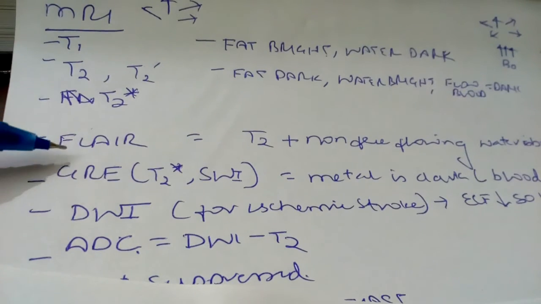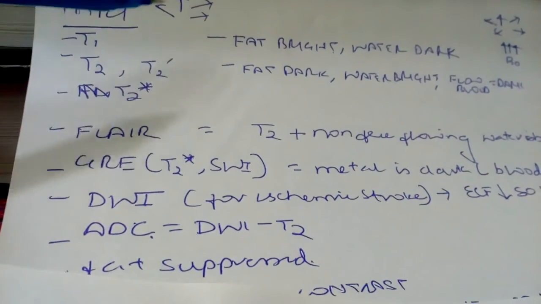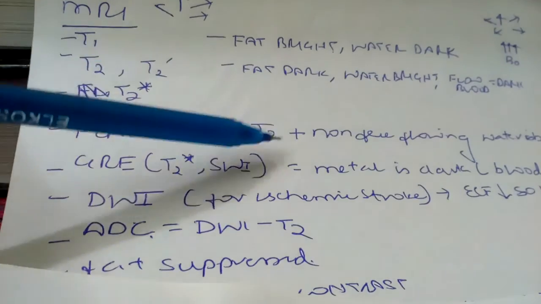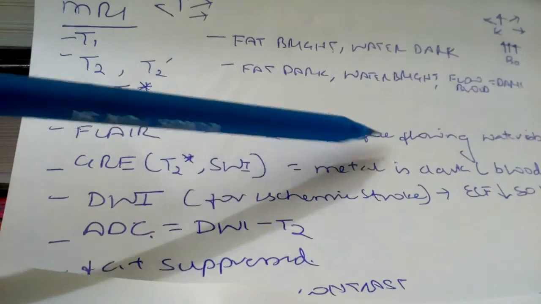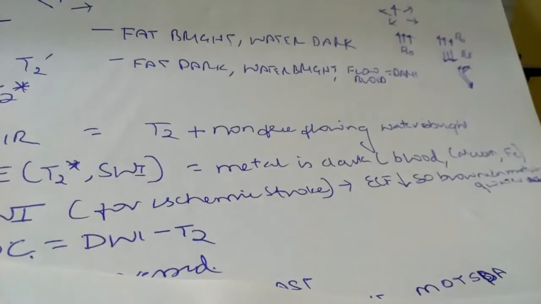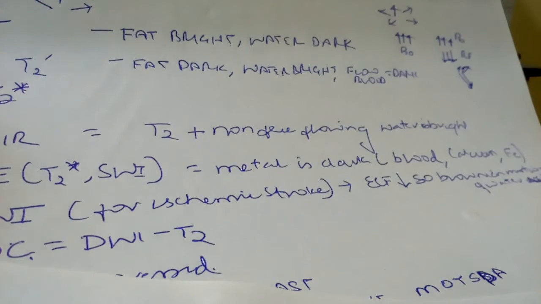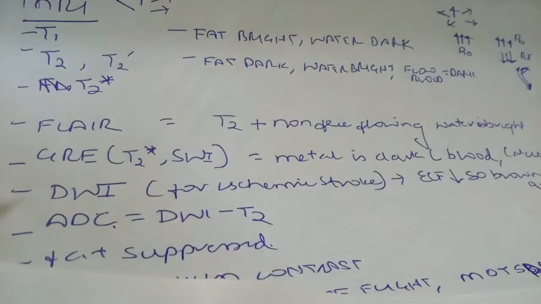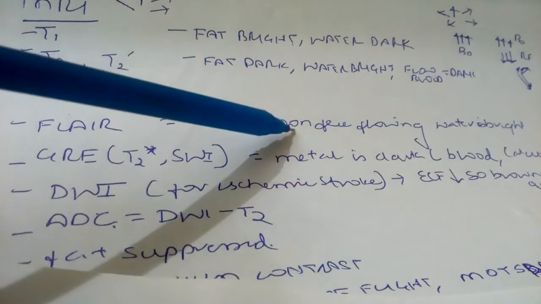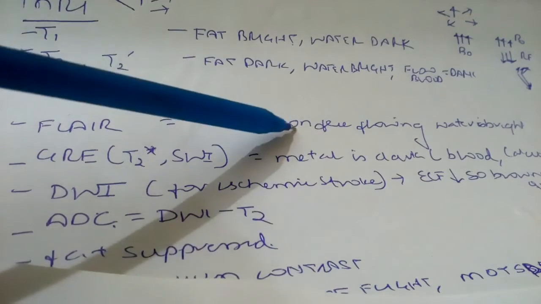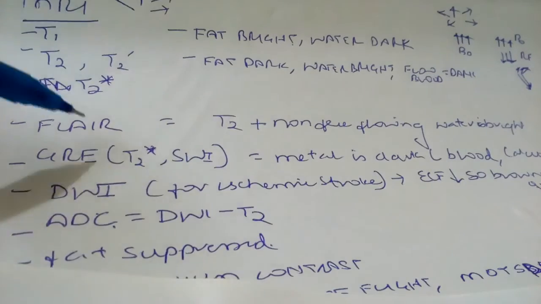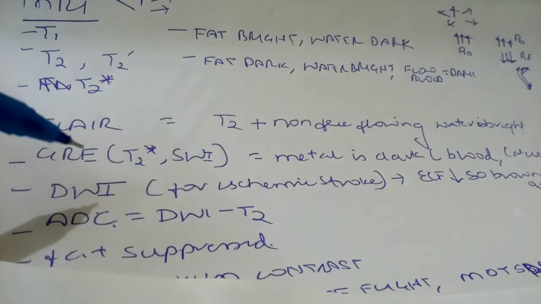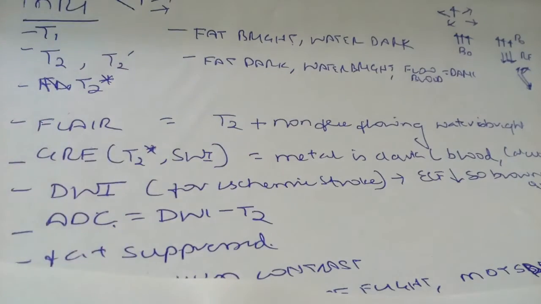This is nothing but basically just T2, where the only difference is that the non-free flowing blood appears as bright. So this will help us in differentiating edema from blood in the vessels. Edema is non-free flowing, so it will appear as bright, whereas CSF and blood, which are free flowing, will appear as dark.